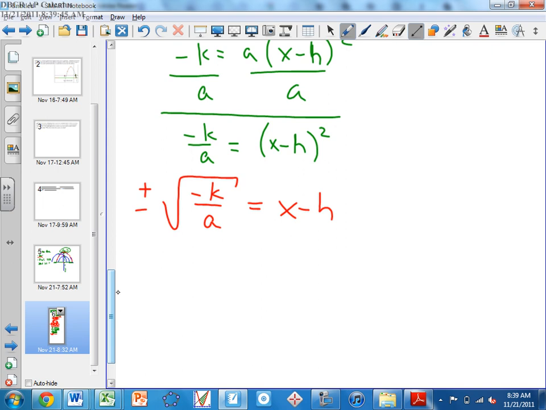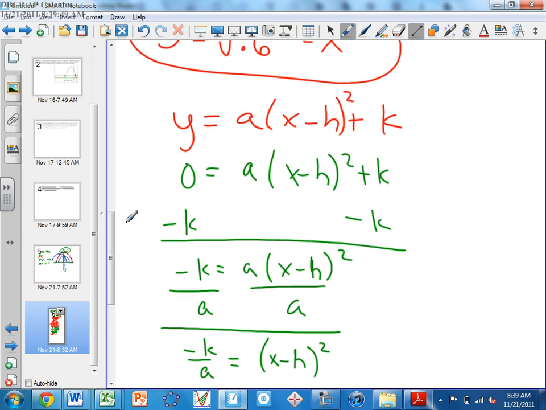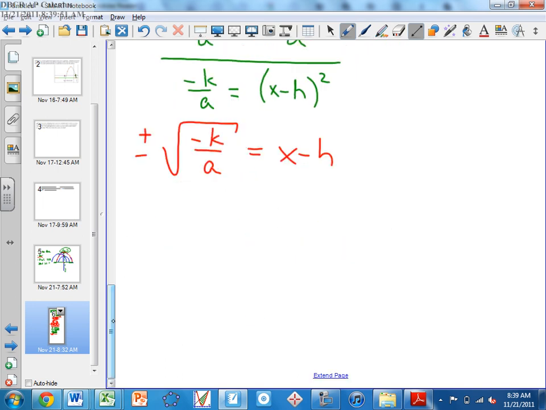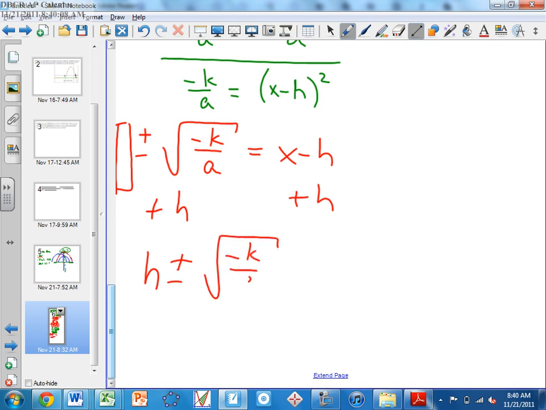So just put the h right in front over here. Put the h right in front in this spot right here. So we're going to get h plus or minus the square root of negative k over a equals x.